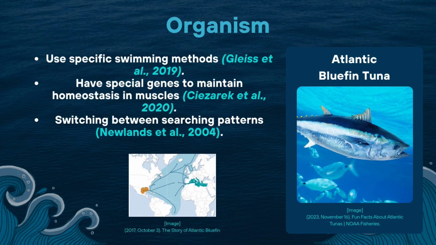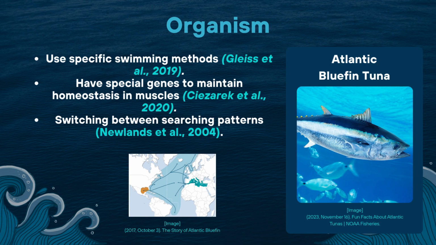The organism that we chose for the Sargasso Sea was the Atlantic bluefin tuna. One of the adaptations that the bluefin tuna has made in order to survive its environment is using specific swimming methods. By this I mean while diving, it glides more passively, and while ascending, it swims more actively. It also has special genes to help maintain homeostasis in its muscles and heart, so during chillier environments or colder times, it can continue to function without fail.